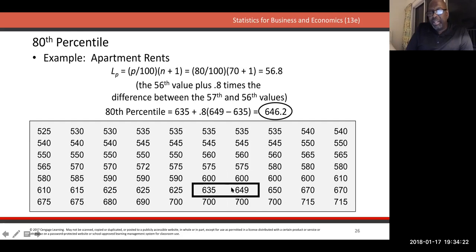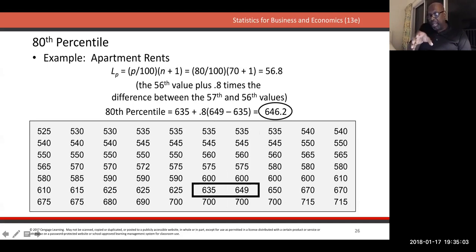If it represents 80%, how do I express that? I must then take the difference between those two numbers and calculate 80% of it. When I take 80% of the difference between them and add it to that one, that would be location 56, but the 0.8 location is somewhere up here, 80% of that distance. And so that gives me the 80th percentile as $646.20. All right? So that whole process right here, we refer to as interpolation.